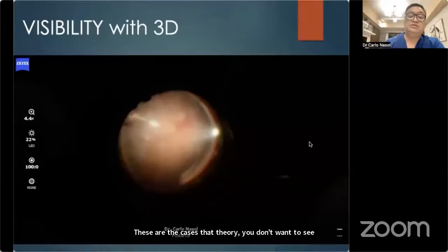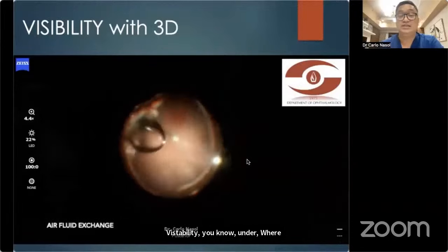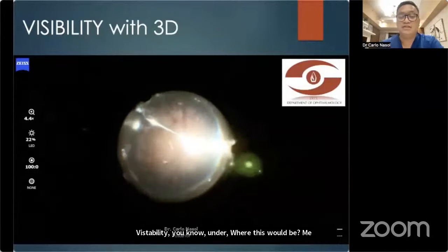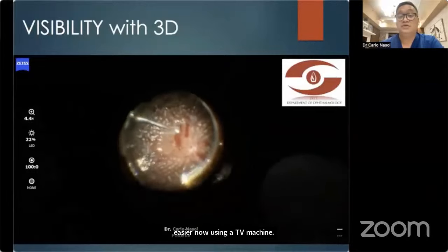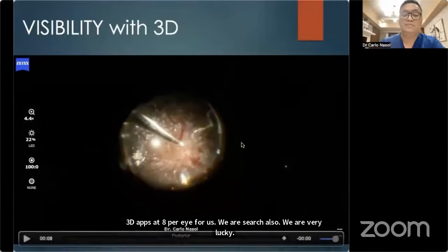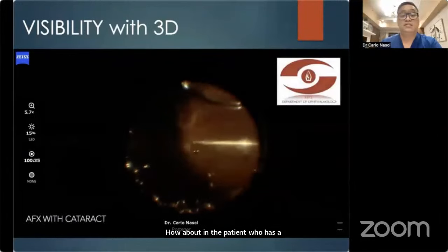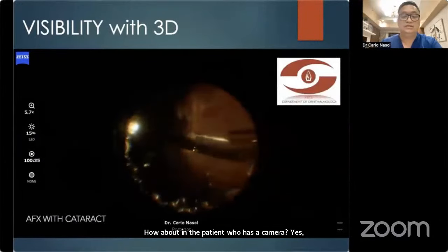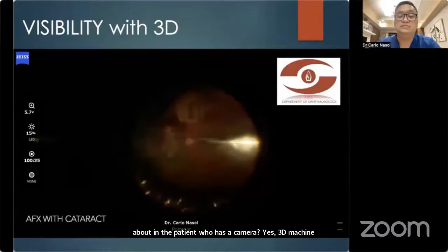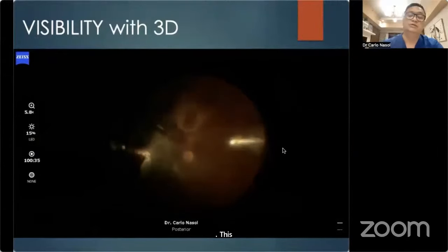With the advent of the 3D machine, visibility during vitrectomy in the pseudophakic eye is much easier now. The 3D acts as a third eye for us. We are very lucky in this age that we have a 3D machine, so we try to push it further. How about in a patient who has a cataract? The 3D machine can still do it. When you do air fluid exchange, you can see here, vision is still quite good in comparison to your IOL.